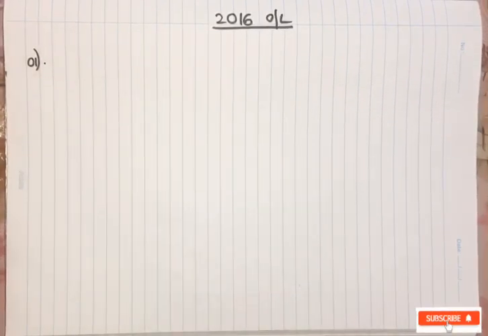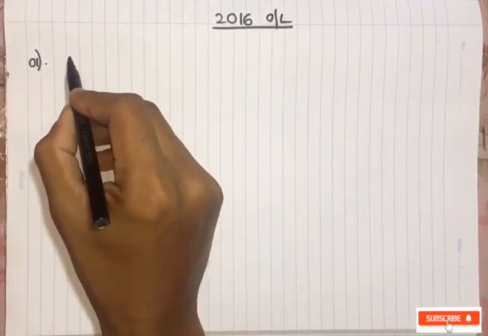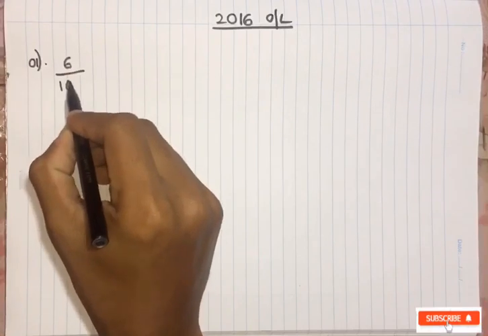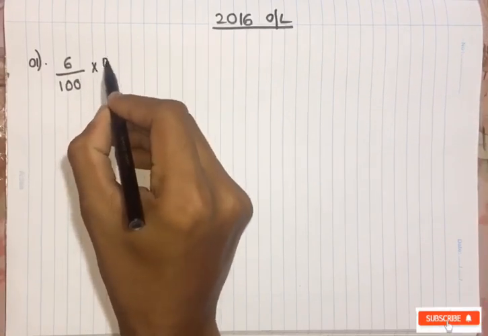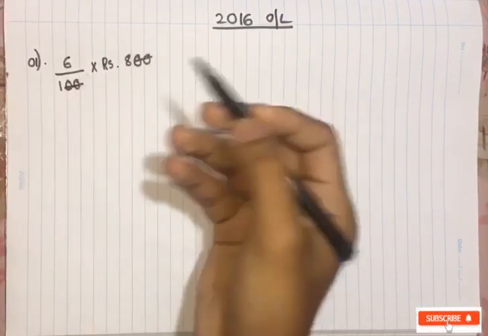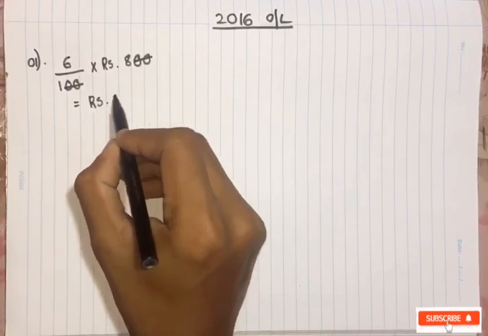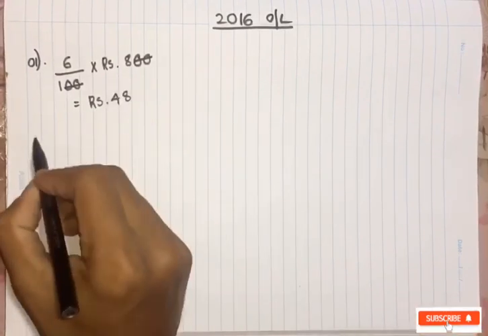The first question says to find the duty of 6% that has to be paid when an item worth 800 rupees is imported. You have to find how much is the duty. Now they have told you that it is 6%. Therefore, if 6 is for 100, how much for 800? You can cut off the zeros, so you have 48 rupees here.